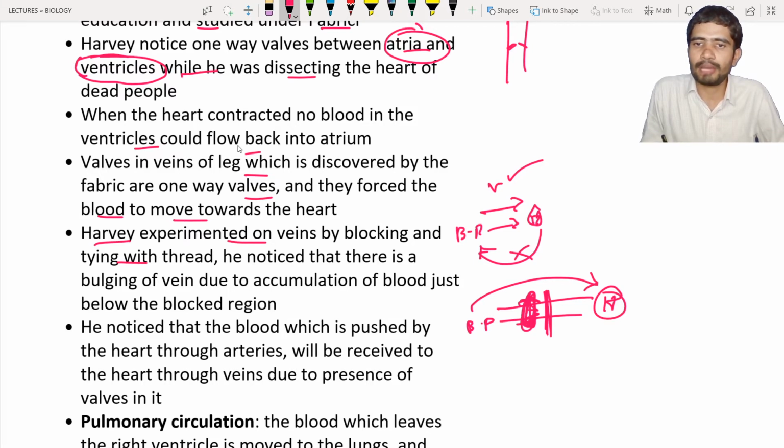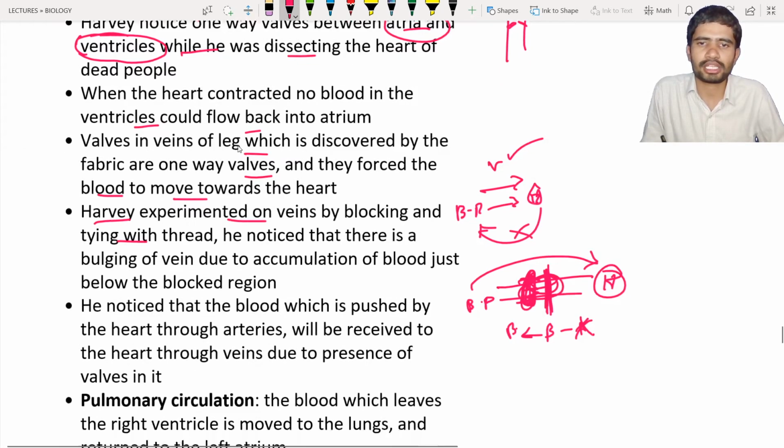Why? Because the bulging of the blood vessels is seen before the blocking. So this is the blocking, you can see before the blocking, not after the blocking. So if you see the bulging of the blood vessels before the blocking in the vein, we can see it in this simple way.